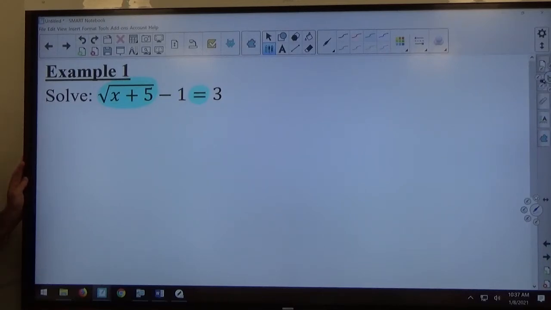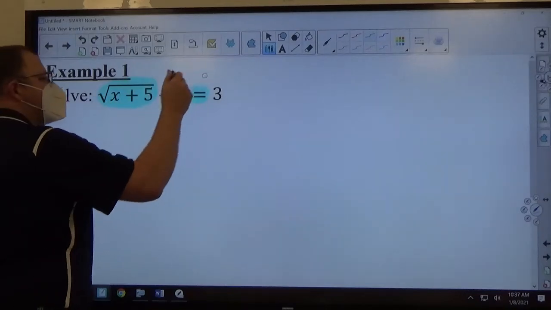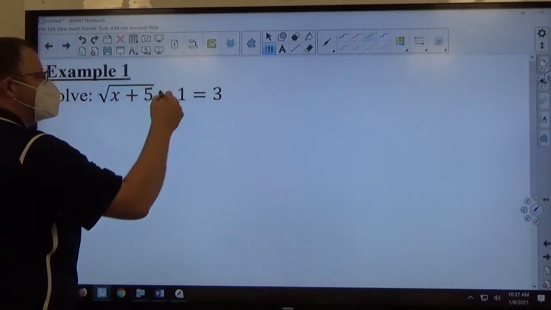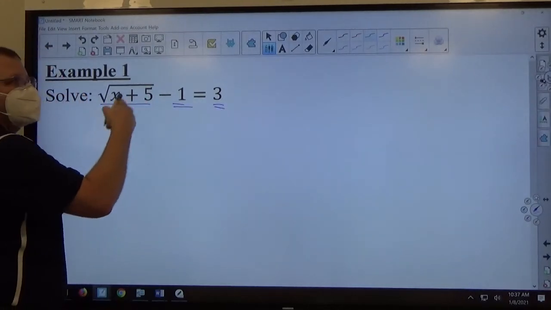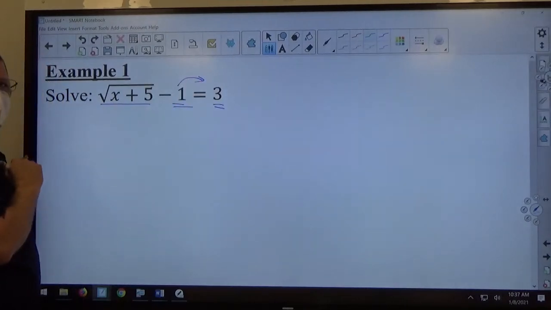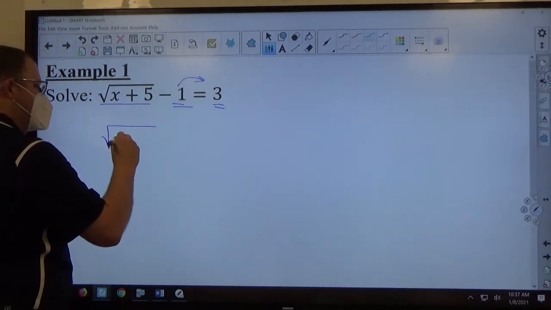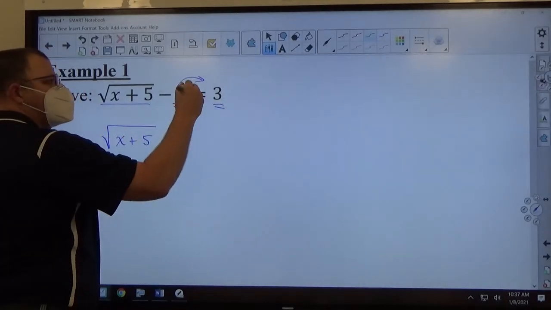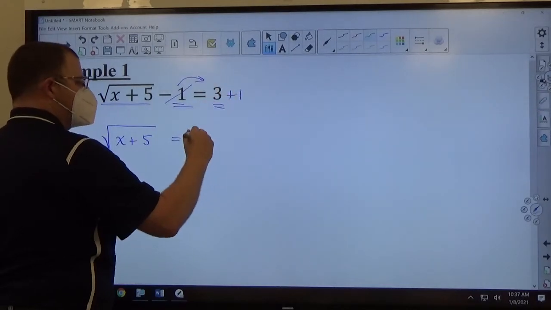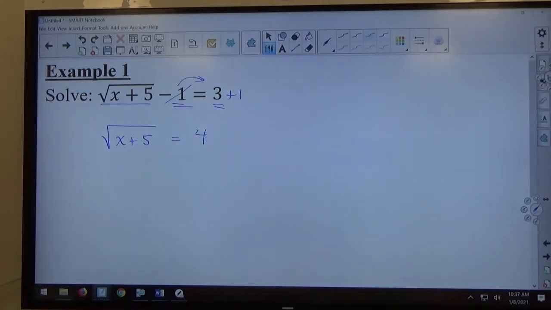My first priority on a radical equation is to isolate a radical. If there's only one, that's the one to isolate. If there's multiple, then again, it's a little more involved. Isolating simply means to get it by itself. Currently, this is a radical, these two things are not. So to isolate this by itself, moving the 1 to the other side is the most efficient way to do that. So the square root of x plus 5 is being left on the left-hand side. When I move the negative 1 across, it becomes a positive 1. 3 plus 1 makes 4. Again, that's our first priority every time. When I isolate that radical, we'll get it by itself.